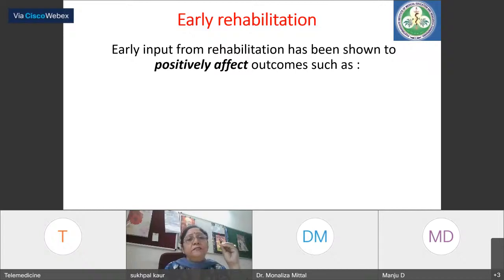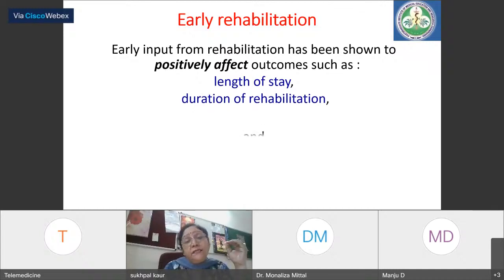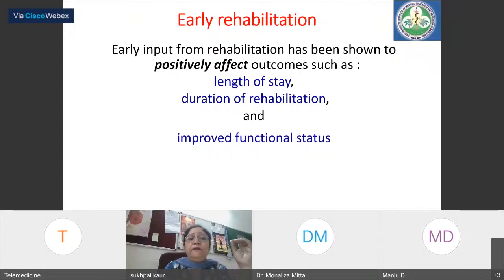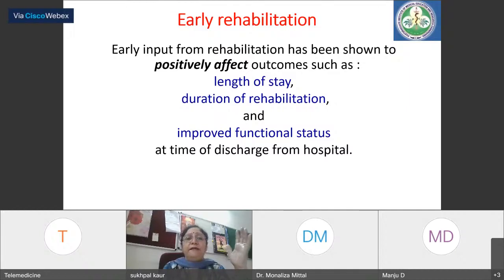It is very important to start the rehabilitation in the early stage, even for a comatose patient in the hospital, even when the patient is on a ventilator. If we start early rehabilitation input, it has been shown to have a positive effect on outcomes, such as the length of stay and the duration of rehabilitation, the number of months or years required to make the patient independent. The duration can be decreased and the functional status at the time of discharge from the hospital improved.